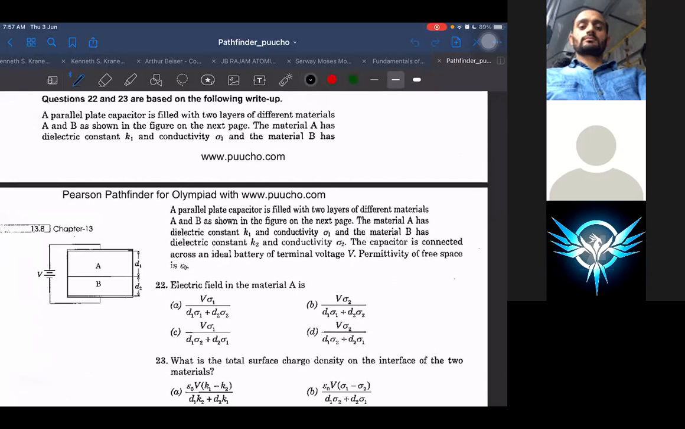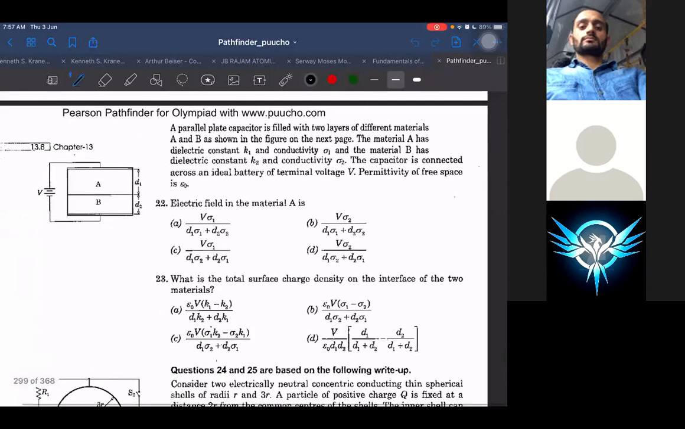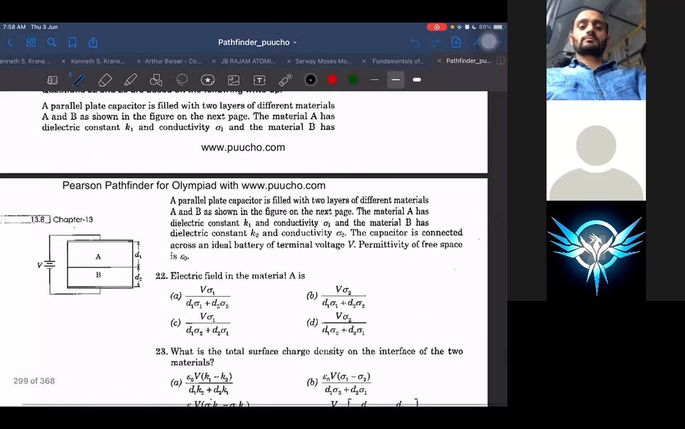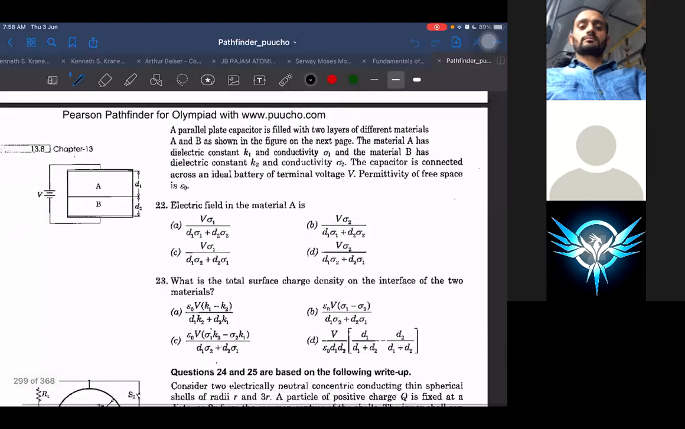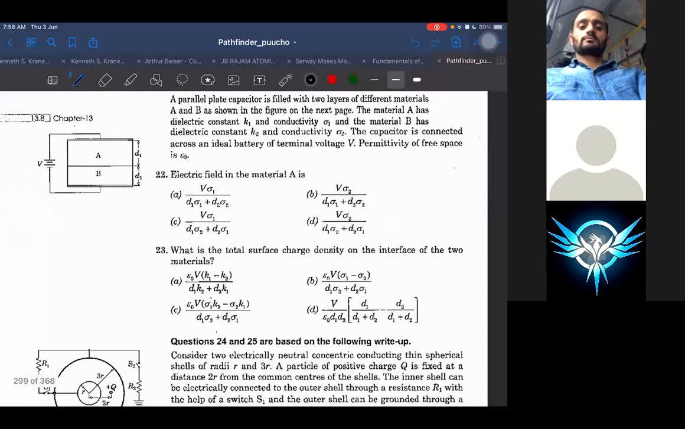Parallel plate capacitor is filled with two layers of different materials A and B, as shown in the figure on the next page. Electric field in the material A is... What is given here? Two different materials: dielectric constant K1, conductivity sigma 1. Second material, dielectric constant K2, conductivity sigma 2. Okay, this is the question here.